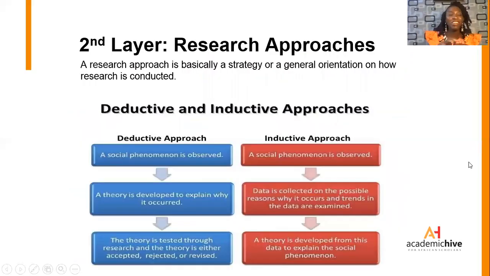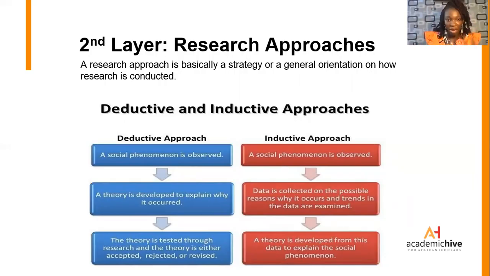All right, so let's say we have peeled off the first layer. The second layer is the research approach. The research approach is generally the orientation on how your research is conducted. There are two basic types of research approach, the deductive approach and the inductive approach.